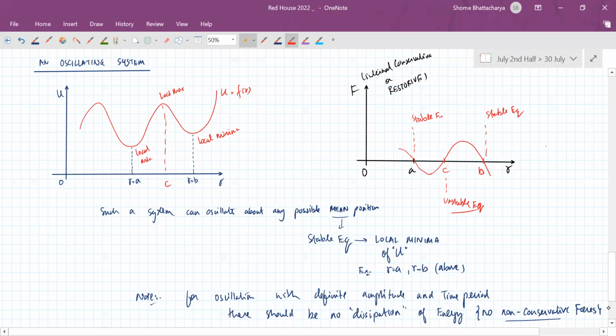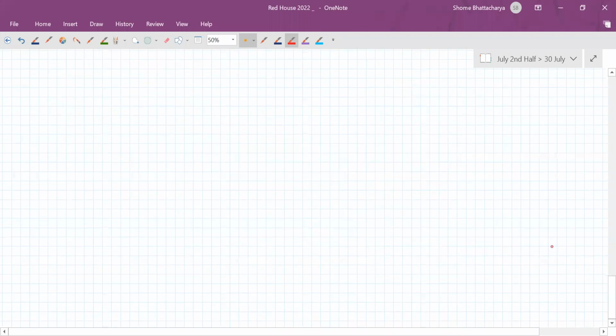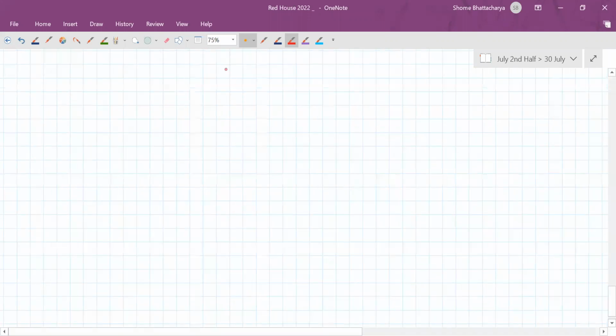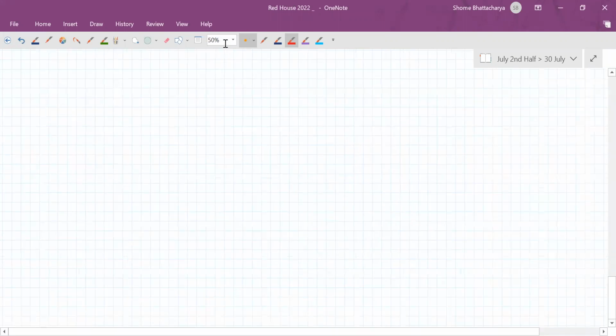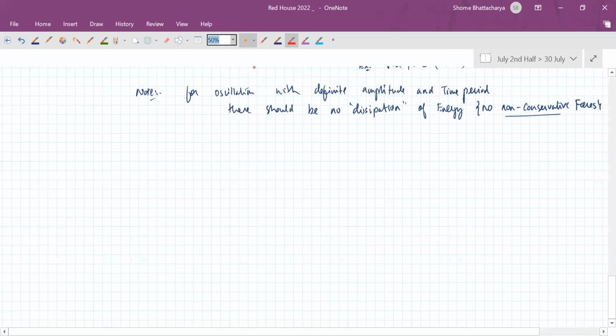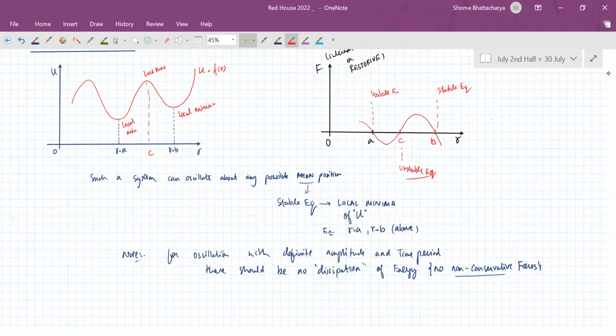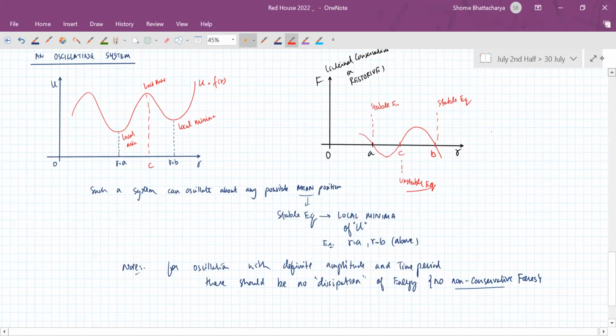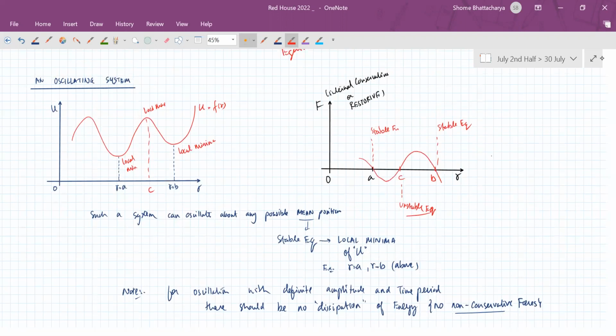Now we come to the main part of this next topic, which is simple harmonic motion. Simple harmonic motion is a special case of oscillation itself. It's a further classification, or you can say it is a subset of oscillations. So definitely it's a subset of periodic motion also.